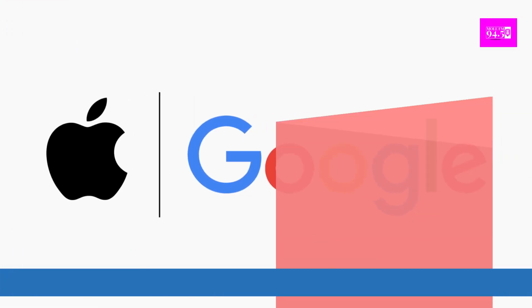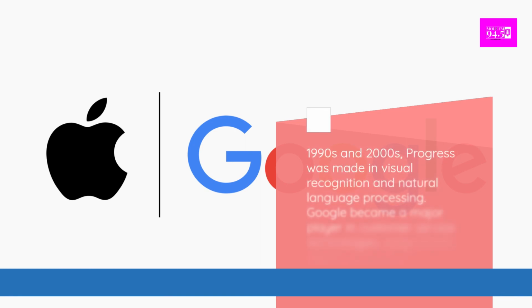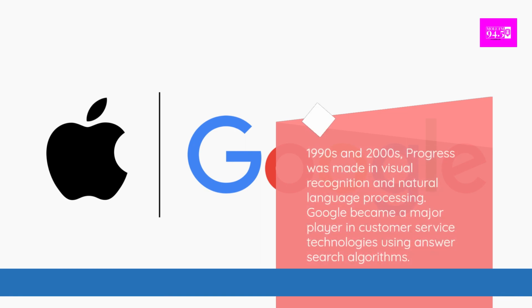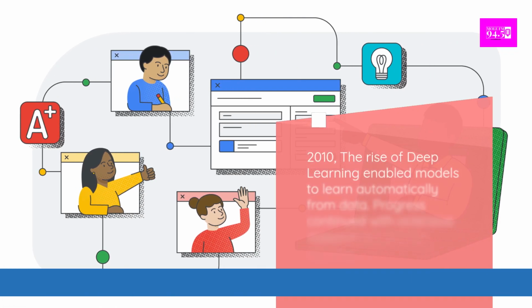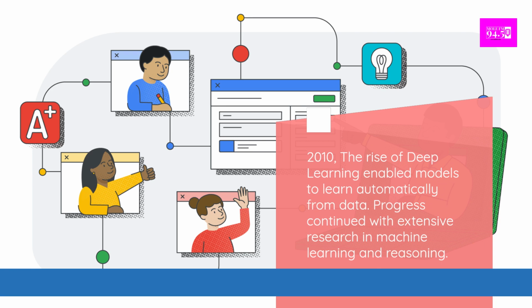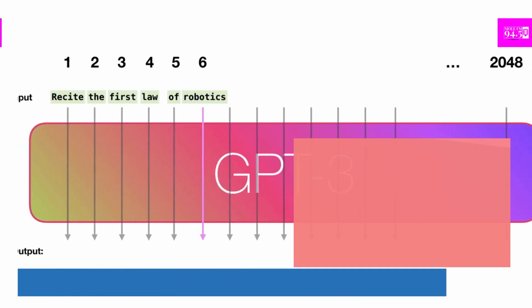sector. 1990s and 2000s, progress was made in visual recognition and natural language processing. Google became a major player in customer service technologies using answer search algorithms. 2010, the rise of deep learning enabled models to learn automatically from data. Progress continued with extensive research in machine learning and reasoning.